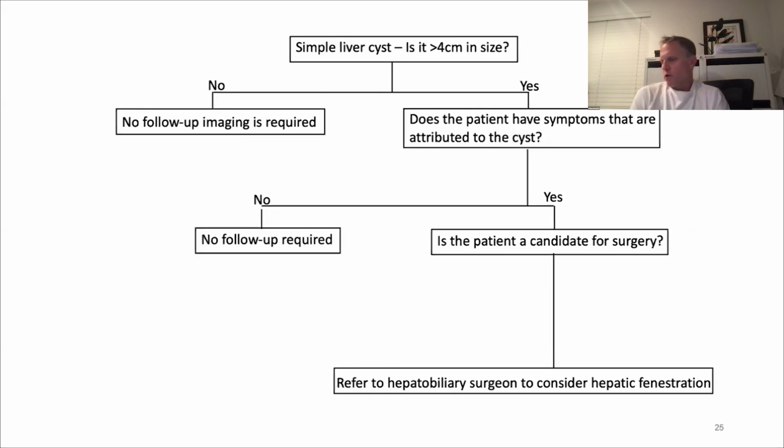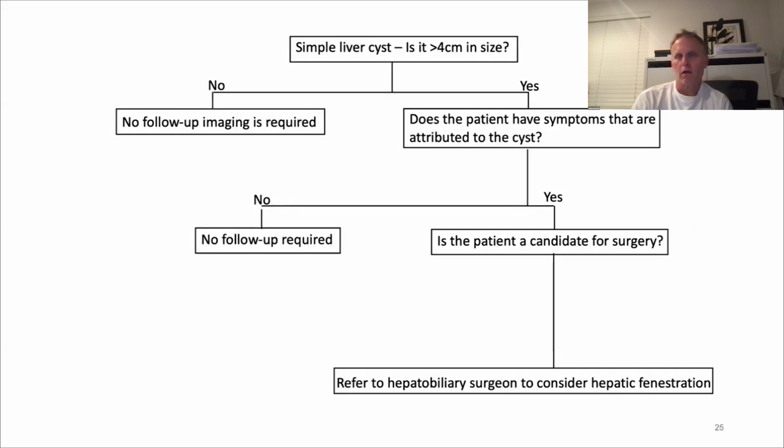So what do you do with a patient who's had incidental simple cysts? So that is a cyst without any septations, without any mural nodularity. First question is, is it larger than 4 centimeters or not? If it's not, no other imaging is required. If it is, does the patient have symptoms that could be attributed to the cyst?